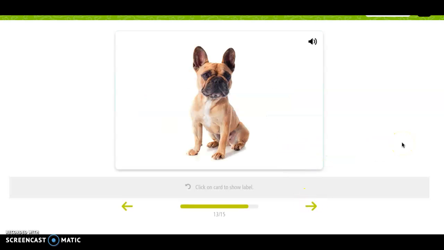This is the dog. The dog is a vertebrate. It is a mammal. It has fur. It can walk or it could run. And it has 4 legs, okay? The dog.